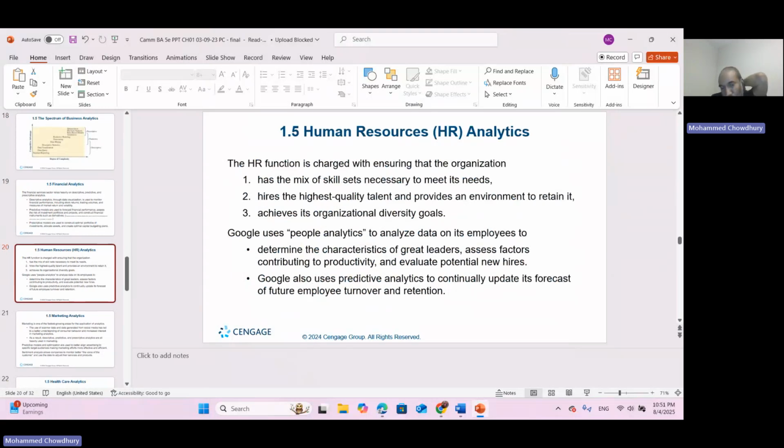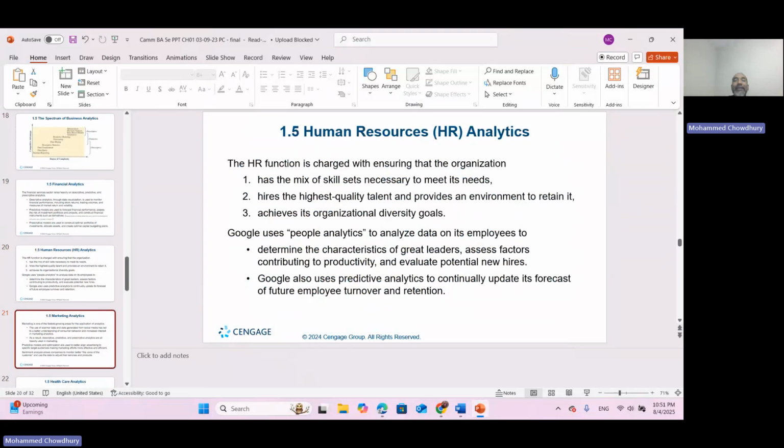Now, Google uses people analytics to analyze data on its employees, just as I use Google Analytics to see people are watching my website from different parts of the world. Google also uses predictive analytics to continually update its forecast of future employee turnover and retention.